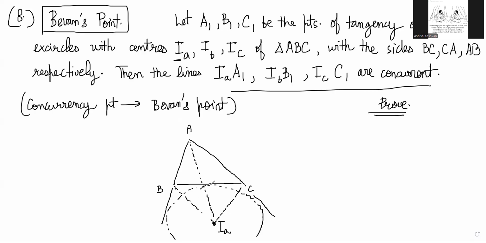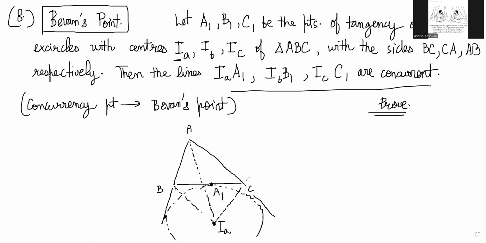Notice that the point of tangency is not the same as the angle bisector line. The circle doesn't have to touch here. The circle is touching somewhere else, right? The point of tangency of the IA circle with BC has been called A1, correct? Do you understand what I'm saying right now?